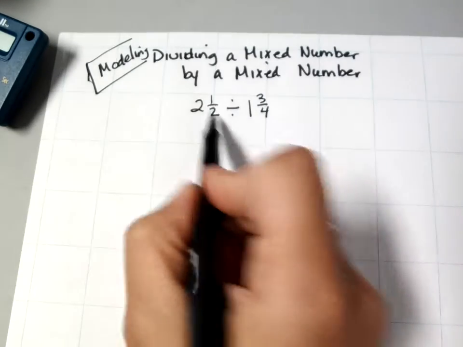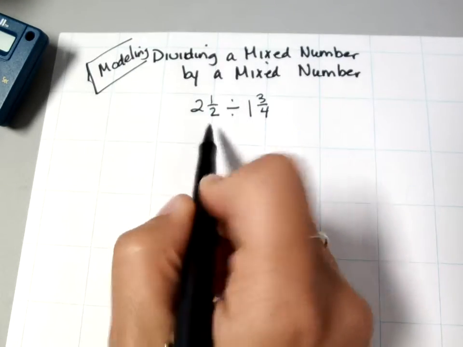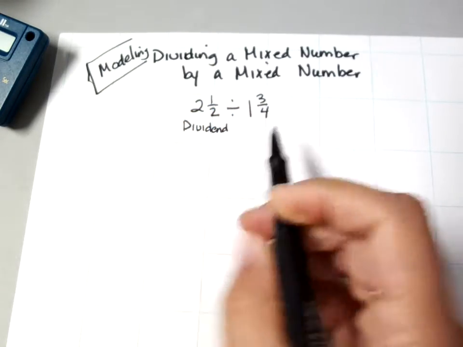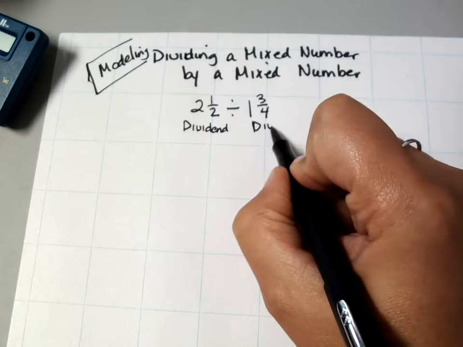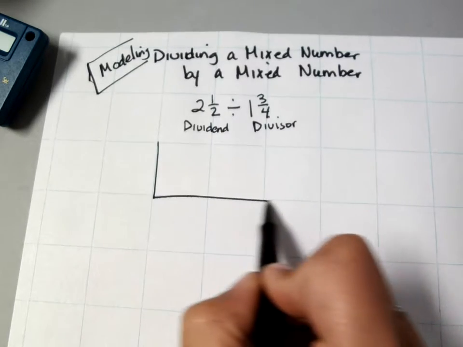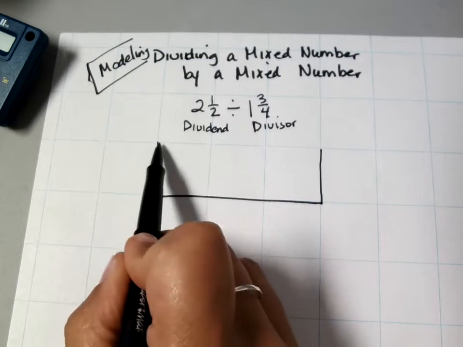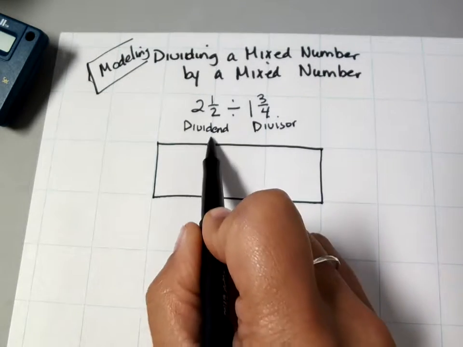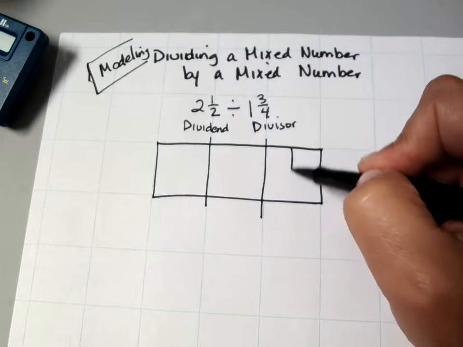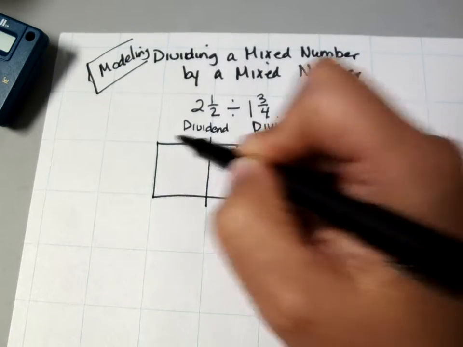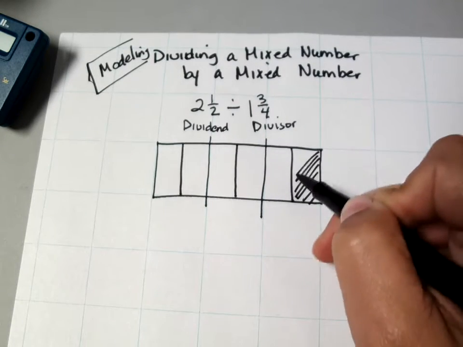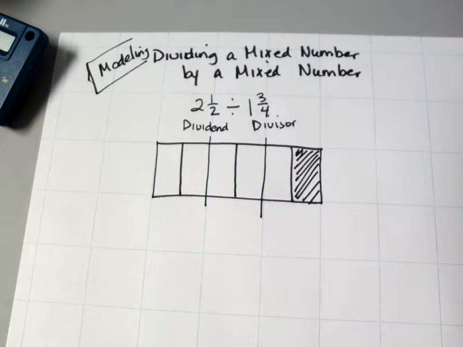So I start out by first modeling the dividend. Here's the divisor. So the dividend is 2 1/2. I'm going to shade what I do not have. I do not have this 1/2, so I can ignore that.